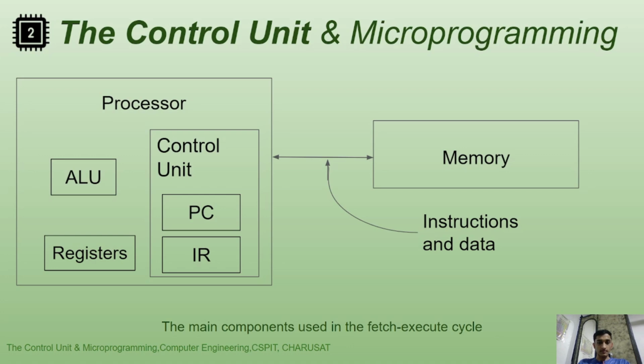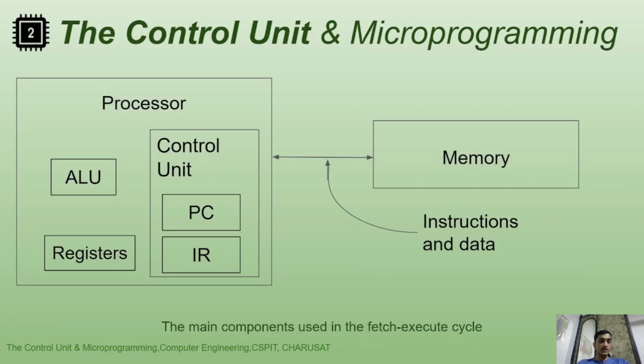These are the main components used in the fetch, decode, execute cycle. We have memory and a processor. The processor can read from or write to the memory. You can see the bidirectional arrow, and we give the instruction or data to the processor. The processor has three parts: first the ALU, then some registers, and the control unit.